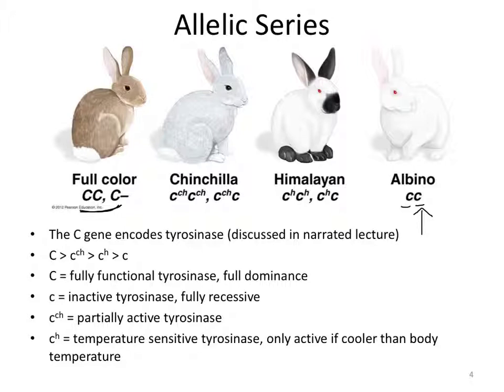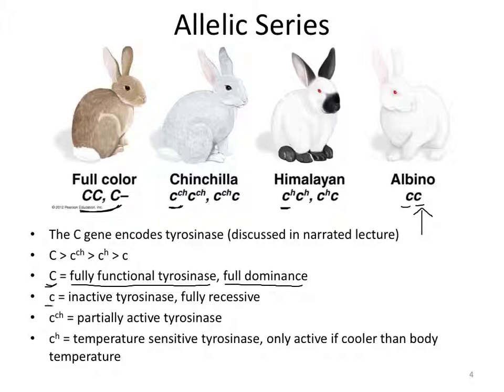Those other alleles include the C^ch, or chinchilla allele, and the C^h, those are upper superscripts, which is also called the Himalayan allele. Each of these is encoding tyrosinase. They're all forms of the same gene, and they have been very well studied. So we know that in the wild type, or the big C, we have fully functional tyrosinase, so it is able to produce melanin normally, and we see normal pigmentation, and it is fully dominant to all of the other alleles shown in this scenario.